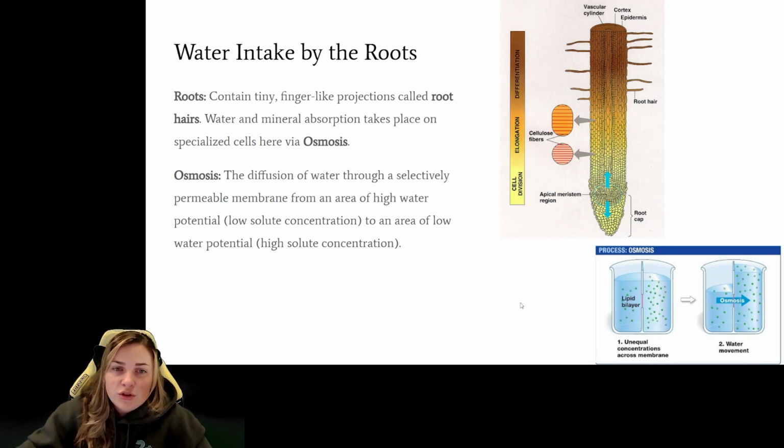So osmosis, if you don't know osmosis, it's a very nice process. It's the diffusion of water through a selectively permeable membrane from an area of high water potential to an area of low water potential. So how do we dissect that? We have a photo here in the corner, and what we have is water on both sides, and we have a concentration of something, right? It could be a mineral, it could be sugar, it could be anything. This is just an example.